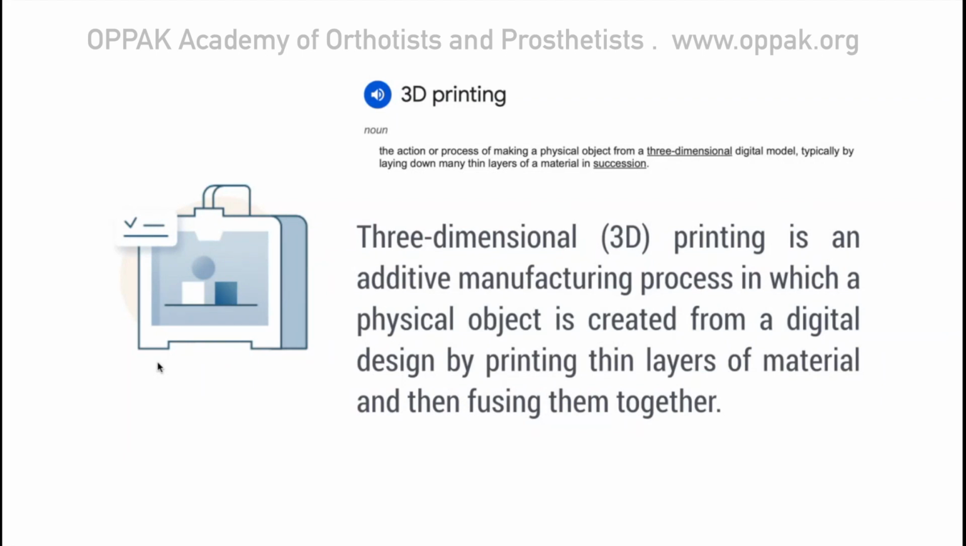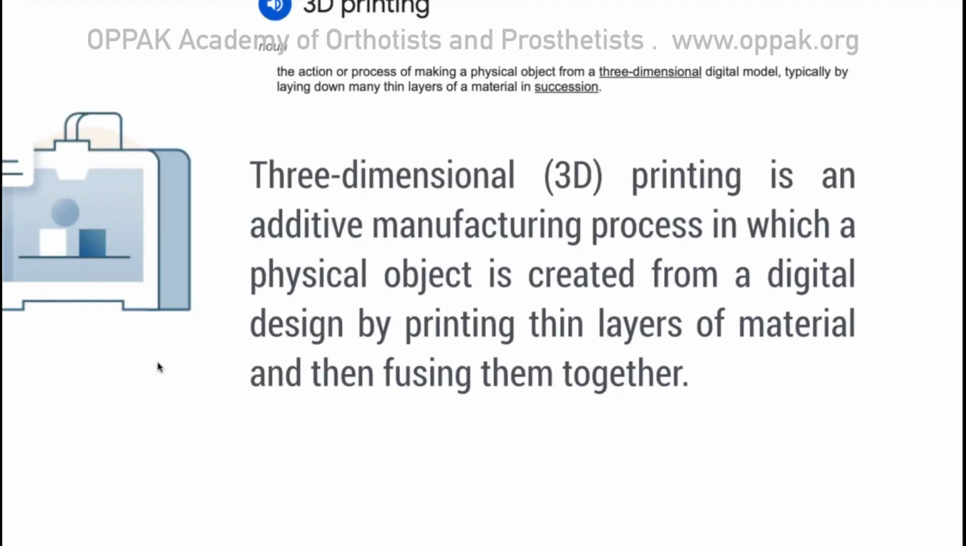If you look in the market or on websites, you can see they say additive manufacturing. They don't use the term 3D printing; they call 3D printing additive manufacturing. Second is a digital design. Third is the process of printing from layers of materials and fusing them together. So this is the third step.